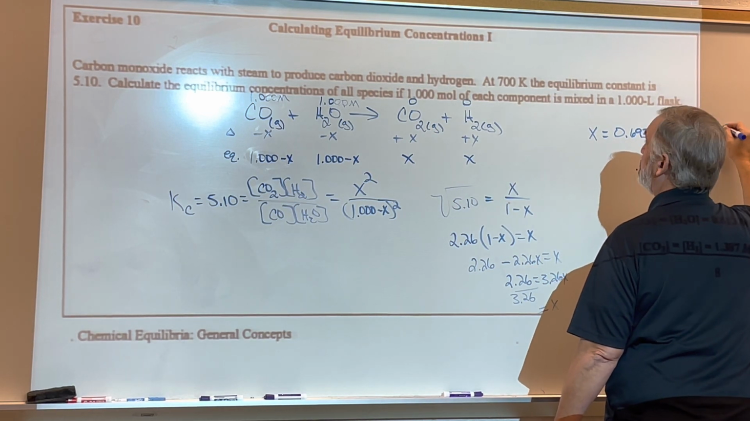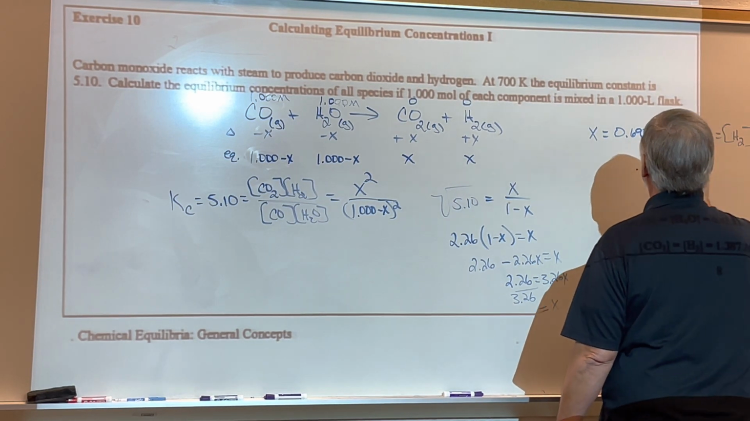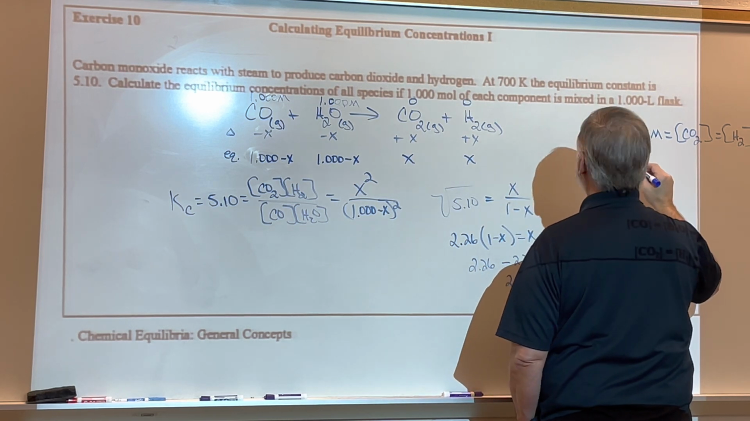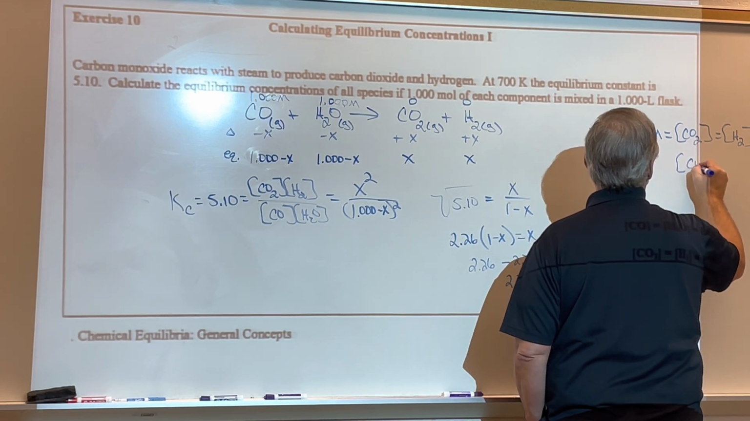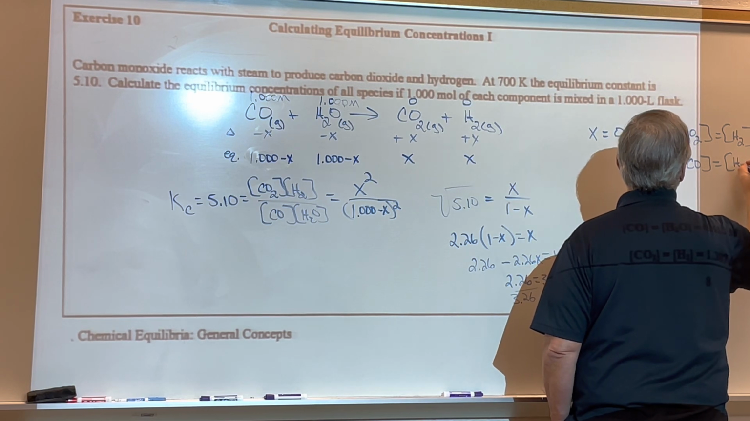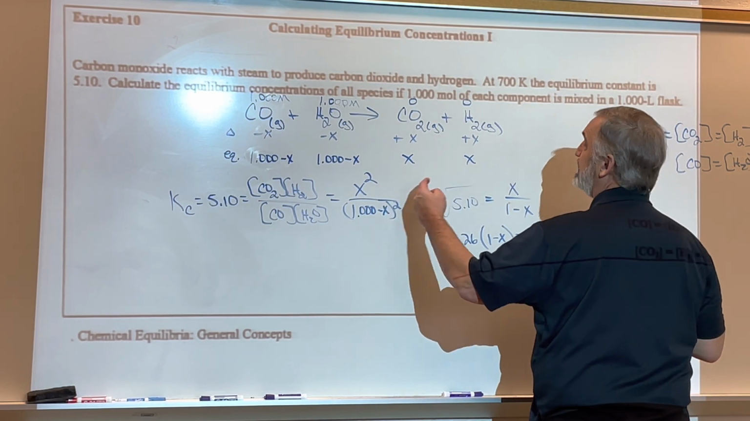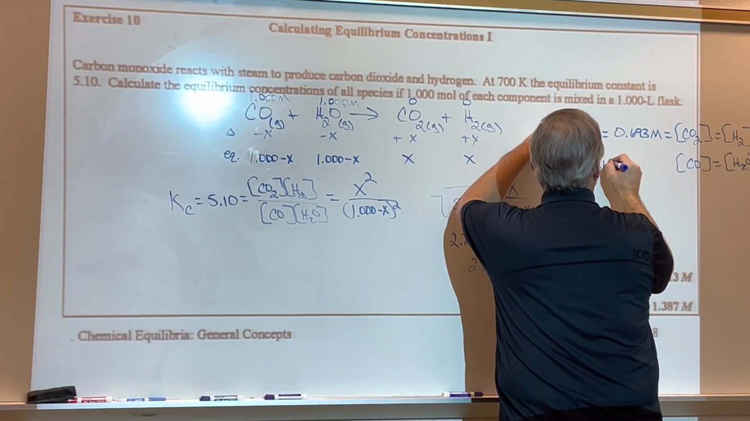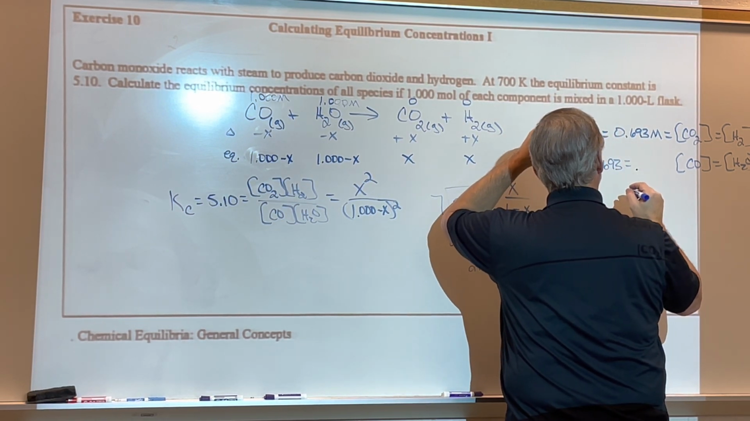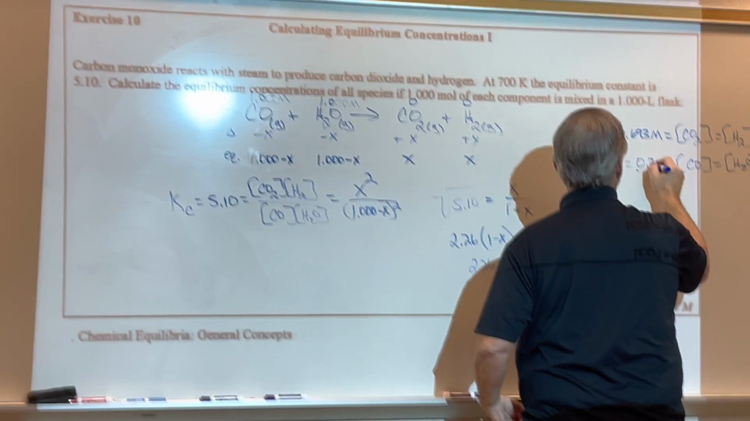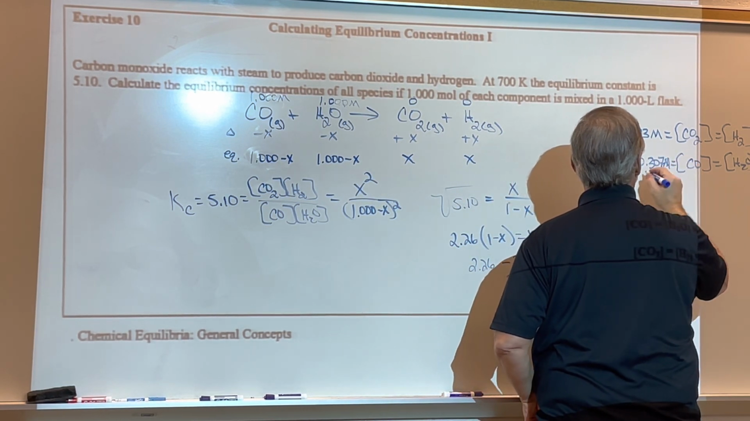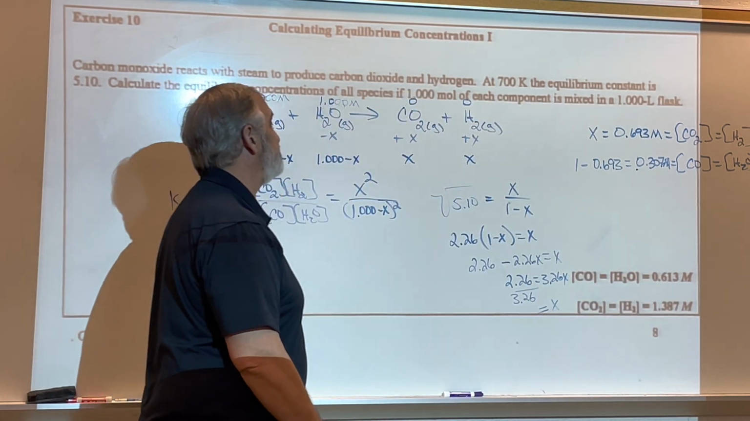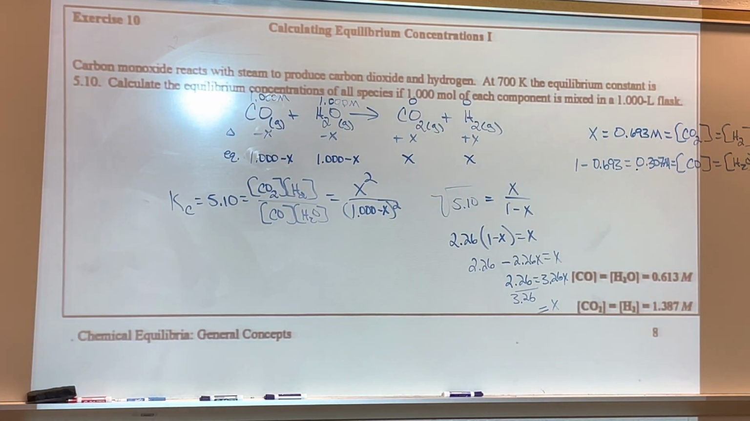CO2 equals H2. The concentration of the CO is going to equal the concentration of the H2O, which is going to equal 1 minus x, which is going to equal 0.307. All right, now that would be if they just gave you 1 molar and 1 molar. But this problem, based upon the answers, didn't do that.